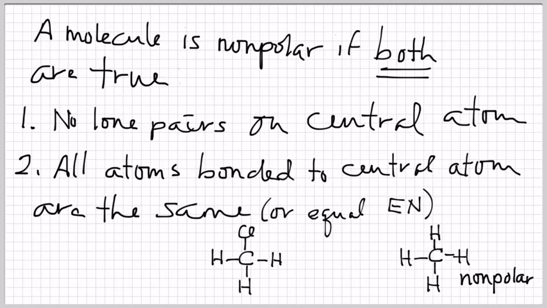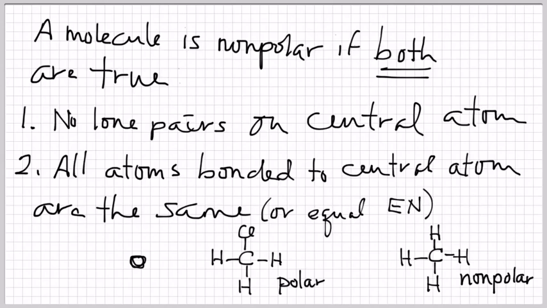What if we had a chlorine on there? Chloromethane. Are there any lone pairs on the central atom? No. Are all the atoms the same? No. So no lone pairs, but the second condition is not true. This molecule is polar.